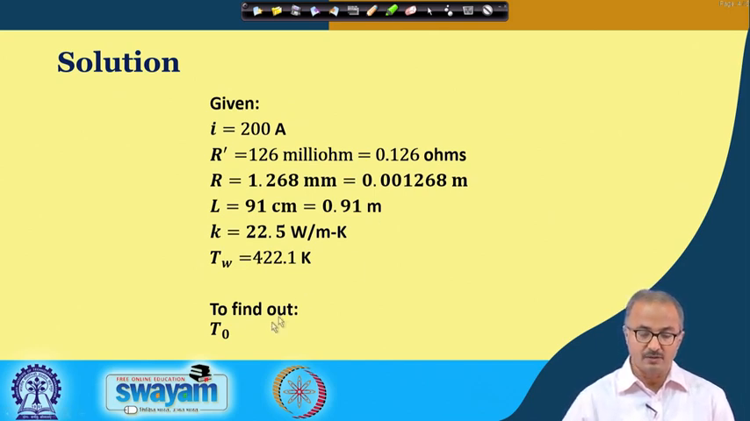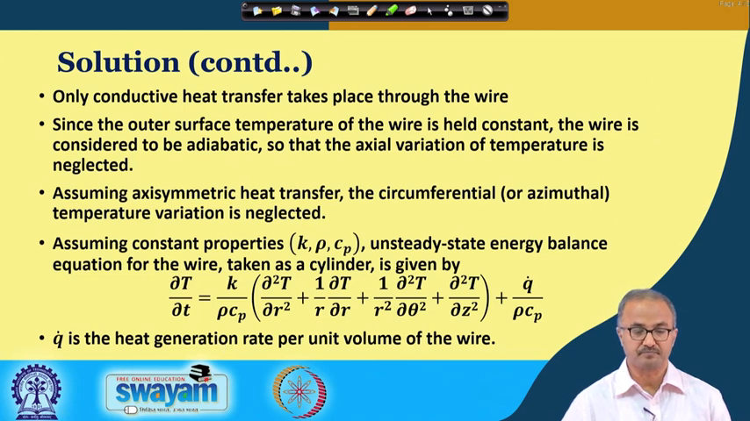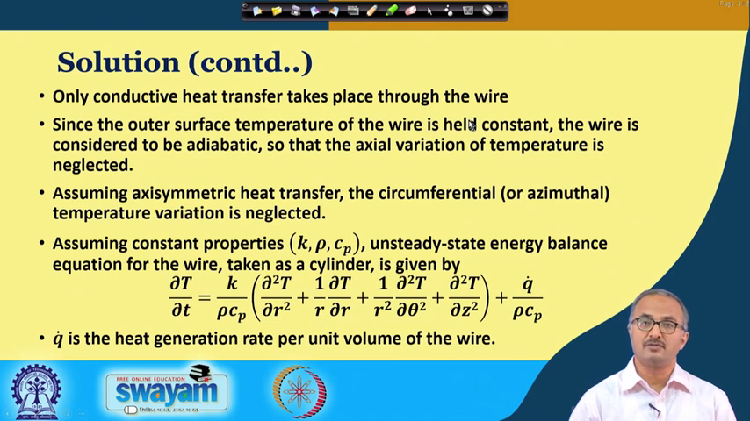So, what we need to find out? We need to find out the inner, that means the center core temperature of the wire, and that we are denoting by T naught. As per this particular problem, only conductive heat transfer takes place through the wire, because as we know, for solid systems there will be only conduction and not any kind of convection, and radiative heat transfer we are neglecting.